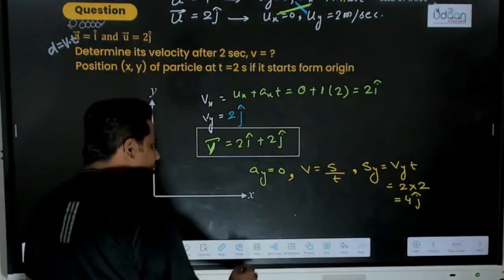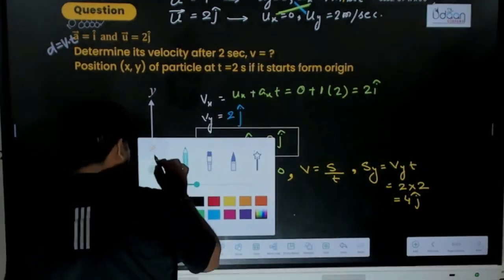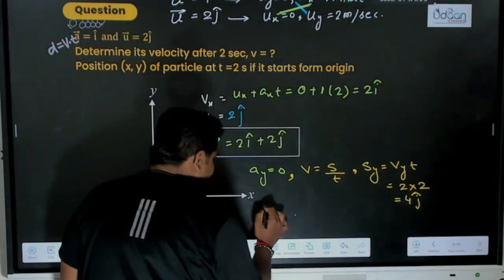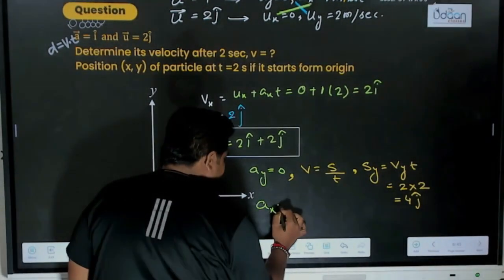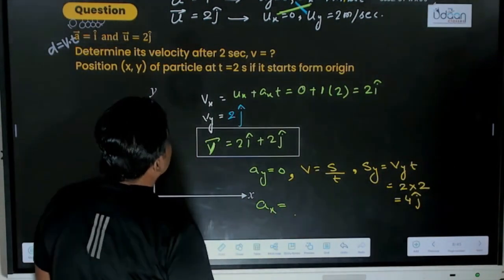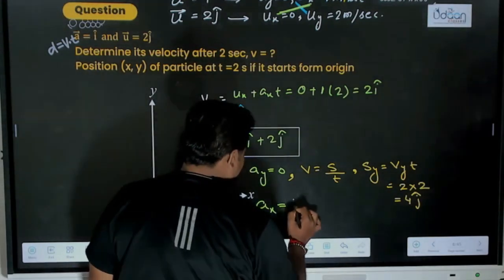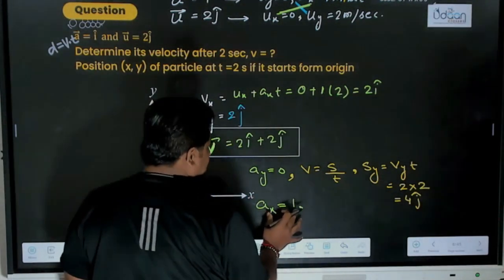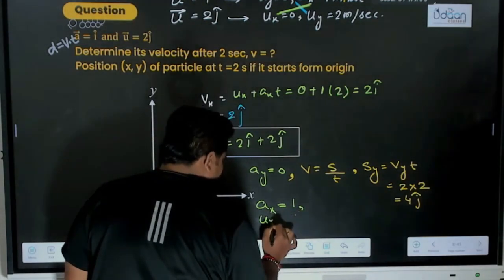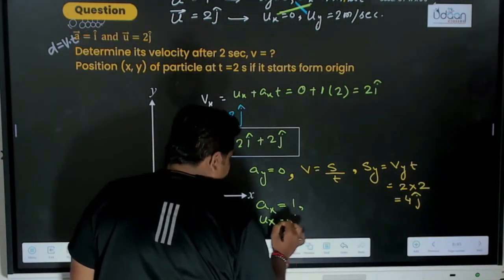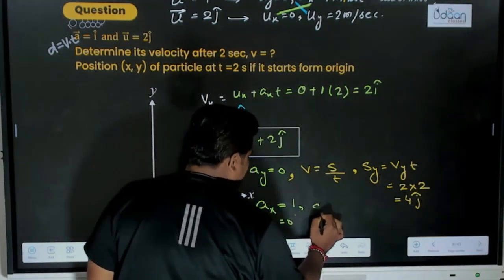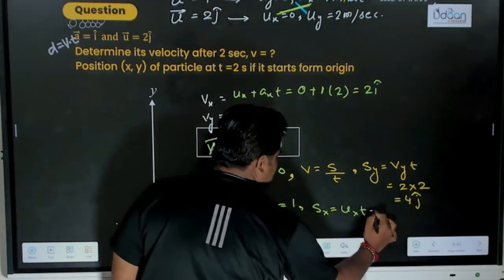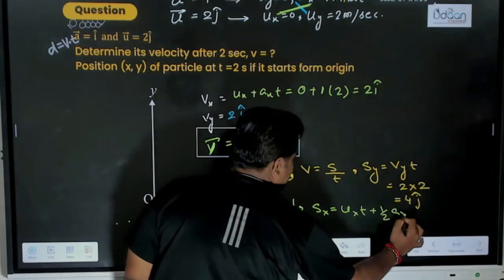So if I am asking you about the x-axis, then what you are going to do? On the x-axis, let us take green color. Here ax is equal to 1 meter per second square. So acceleration is present and velocity is absent. In that case, what you are going to do? Sx is equal to uxt plus half of axt square.